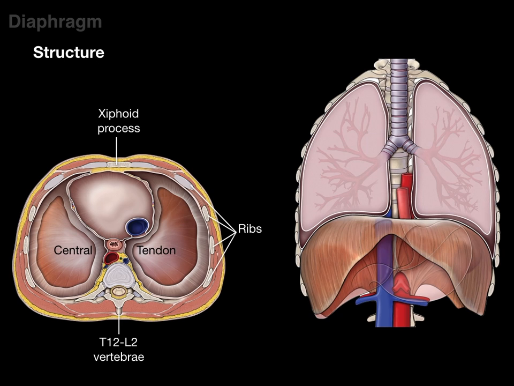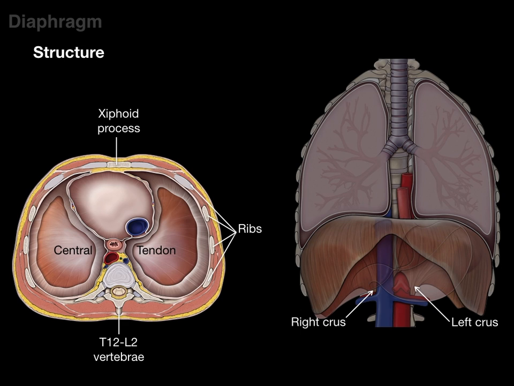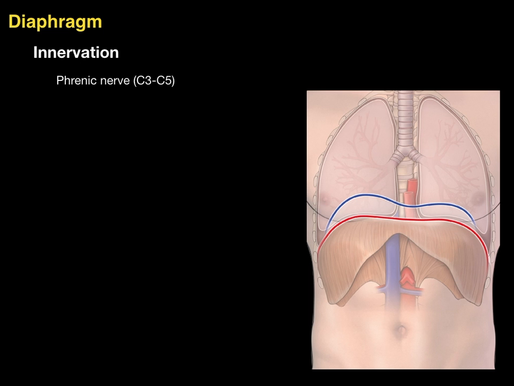And so in this picture on the other side, we can see the right crus and the left crus, which are these posterior anchors for the diaphragm. And then we see this dome-shaped appearance that the diaphragm makes. So the diaphragm is innervated by the phrenic nerve.